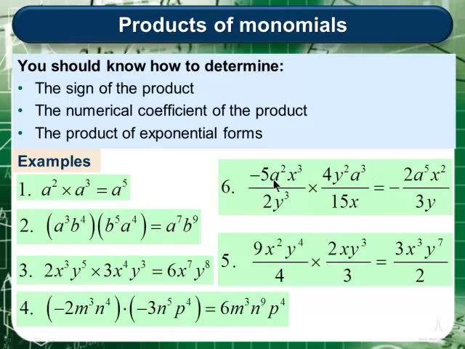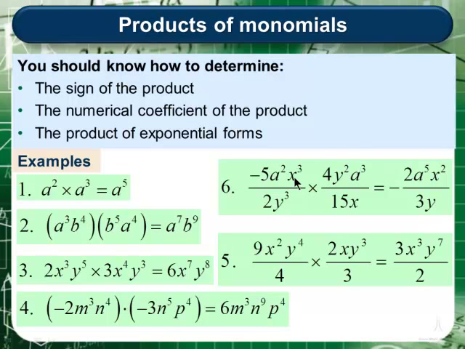Let's see how we deal with the other components of this particular product of monomials. Look at the expression a to the power 2. We multiply that with a to the power 3, and clearly we get a to the power 5 as before. You can only multiply exponent forms with the same base together, adding the exponents according to the rule.